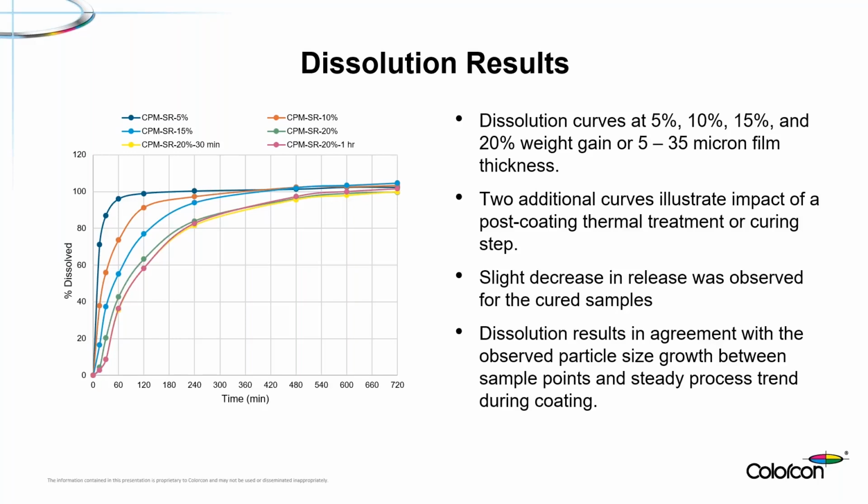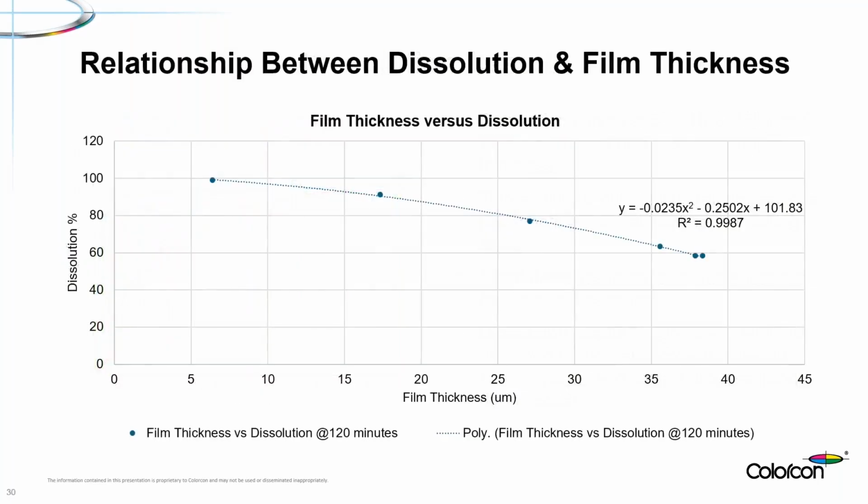Now, instead of looking at the data as percent dissolved versus time, let's group the data by time point and graph percent dissolved versus film thickness. And that's what we see here. Here, percent dissolved data is plotted against film thickness at the 2-hour time point, or 120 minutes.